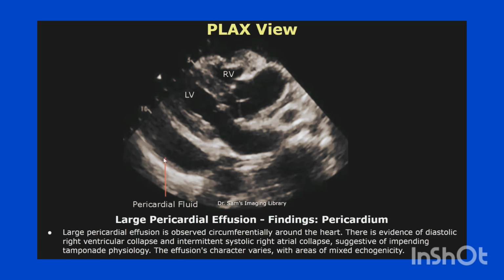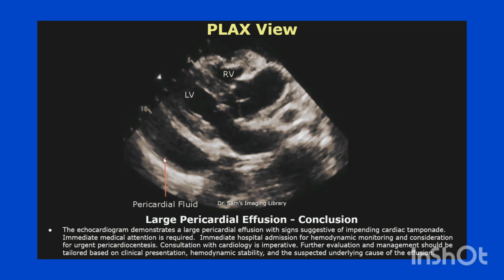These are the findings in the pericardium. Large pericardial effusion is observed circumferentially around the heart. There is evidence of diastolic right ventricular collapse and intermittent systolic right atrial collapse, suggestive of impending tamponade physiology. The effusion's character varies with areas of mixed echogenicity.